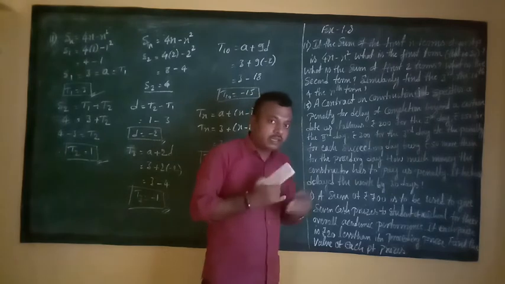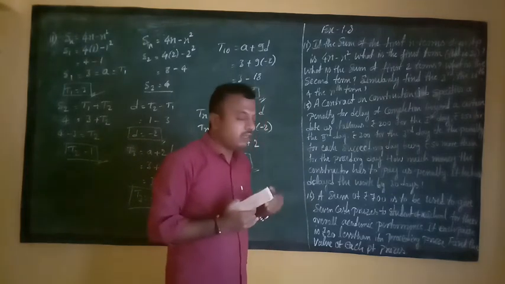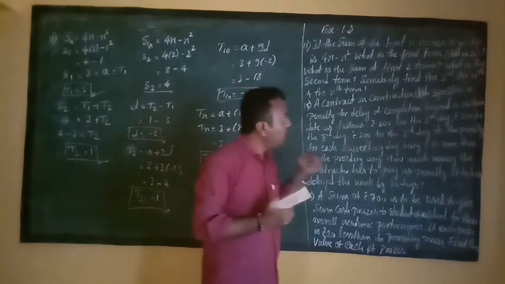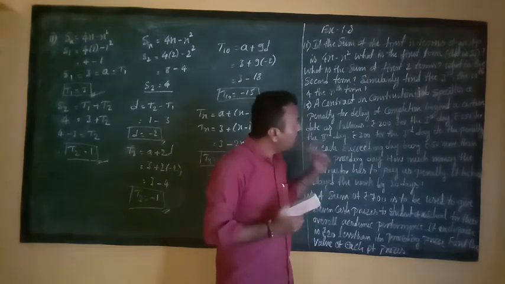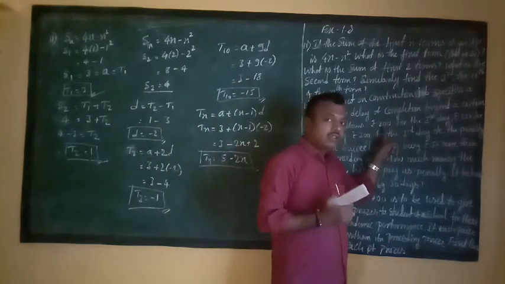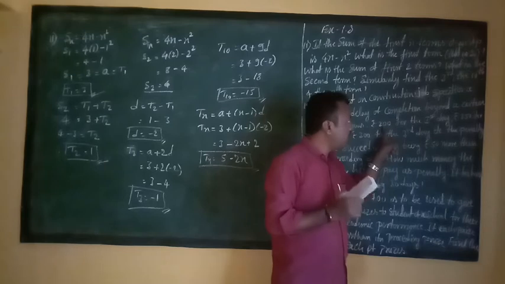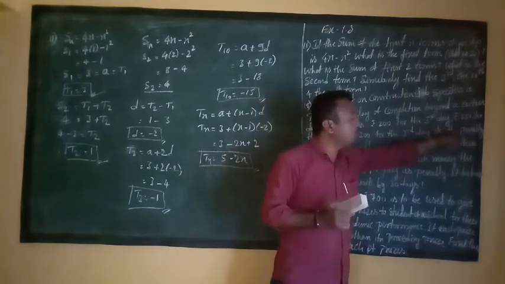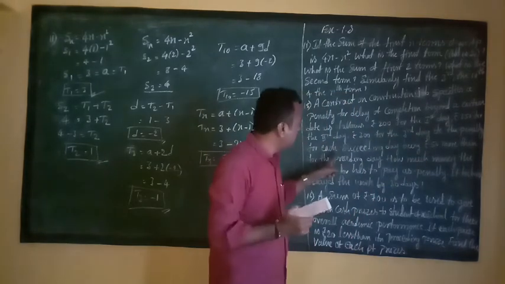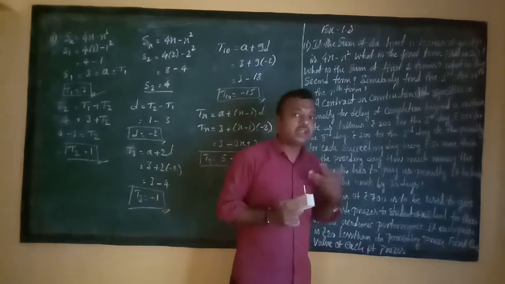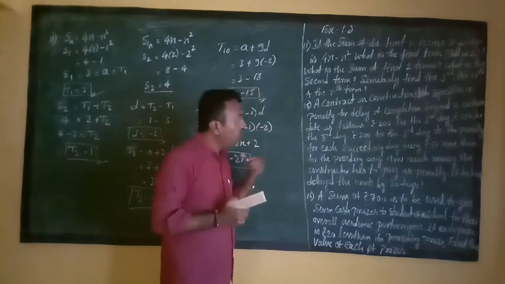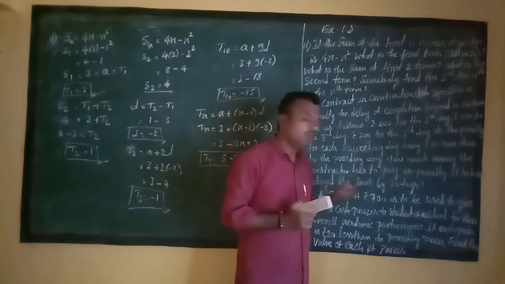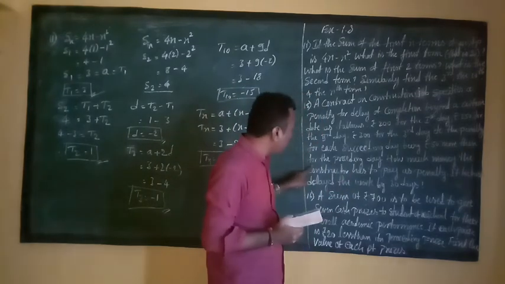For the delay in completing the work, if he delays the first day, he has to pay a penalty of rupees 200. If he delays the second day, he has to pay 250 rupees. Like that, 300 rupees, 350 rupees per day. 50 rupees more each day he has to pay. So what do we have to calculate?